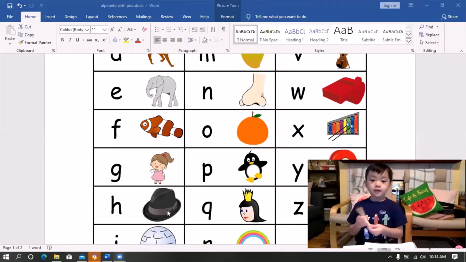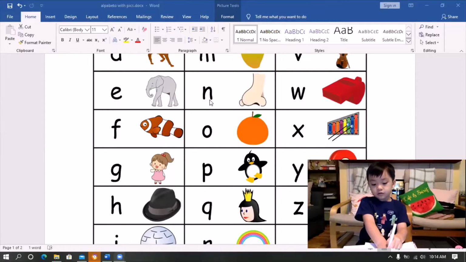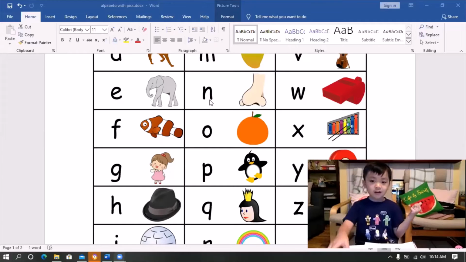H is for? H is for? What's this? For hat. Hat. Okay, what letter is this? Julian, why are you using your other hand? You use your right hand. Where is your right hand?